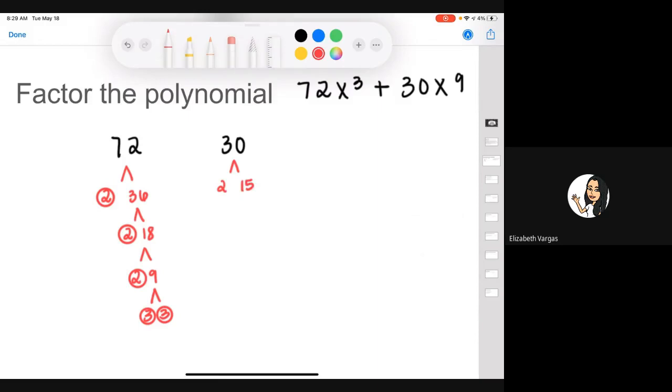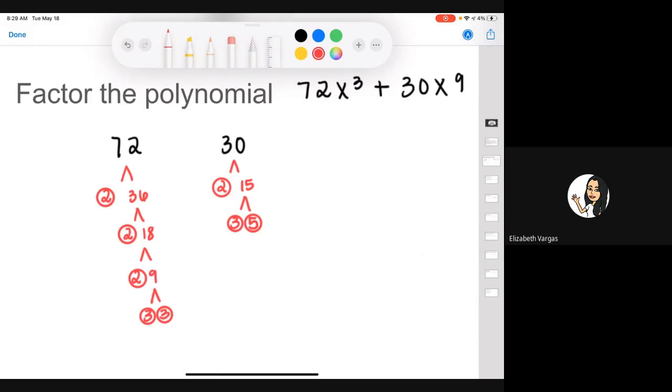2 and 15 gives me 30. 2 again is my prime. Here I can't multiply 15 by 2, but I can multiply it by 3, specifically 3 and 5. 5 is also going to be a prime factor. And so there I have listed out all my factors of 72 and all my factors of 30.